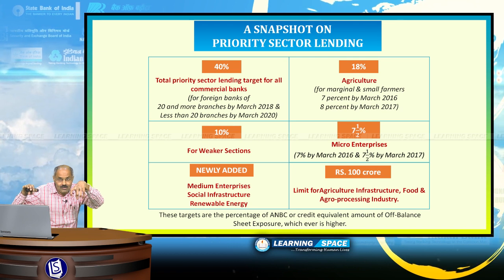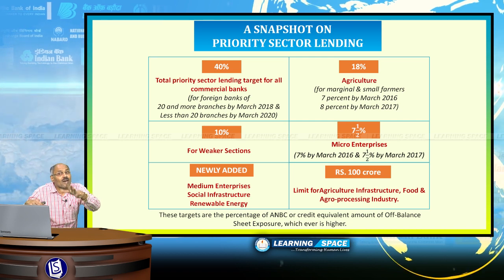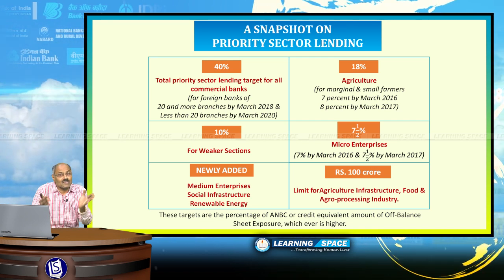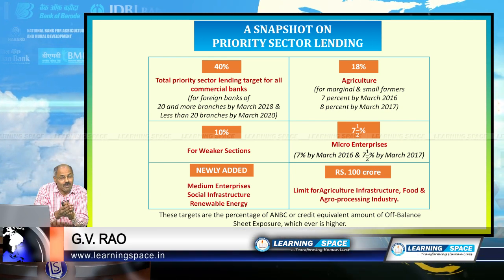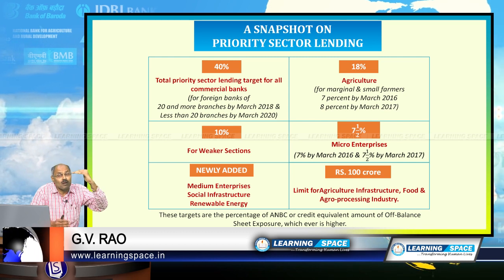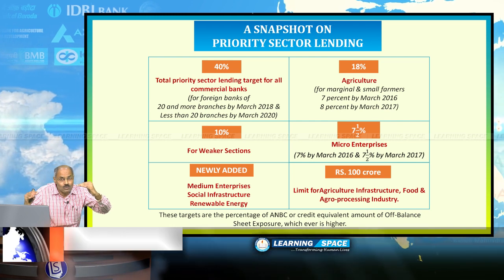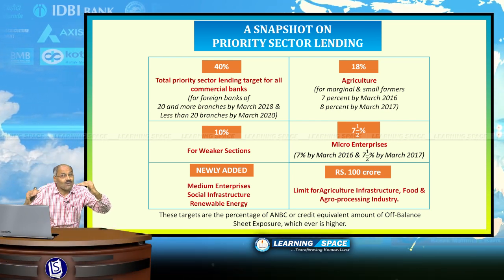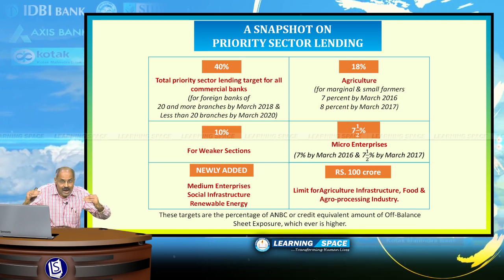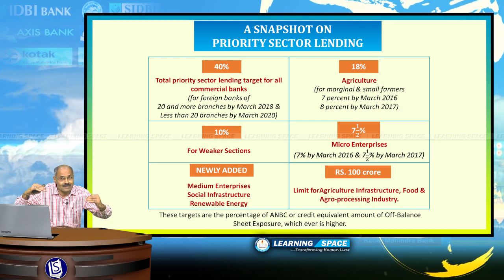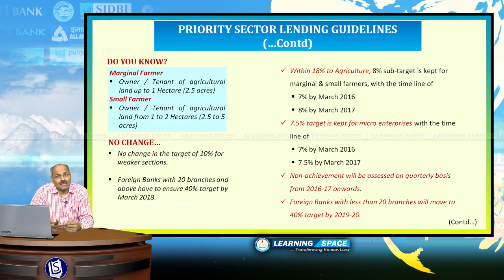All the banks, whether they are Indian banks or foreign banks, should ensure priority sector lending of 40% to the nominated sectors. And I would like to tell you, foreign banks having 20 or more branches have to ensure the 40% target by 2018. And foreign banks with less than 20 branches have to ensure priority sector lending targets by March 2020.